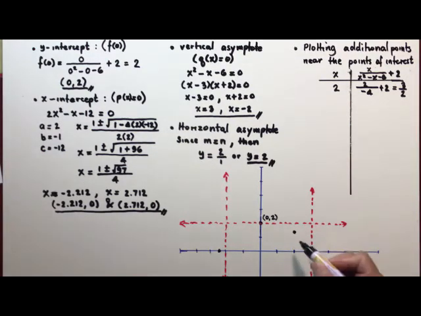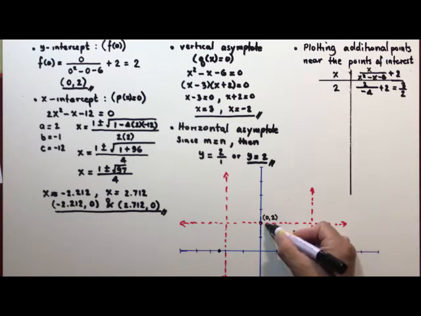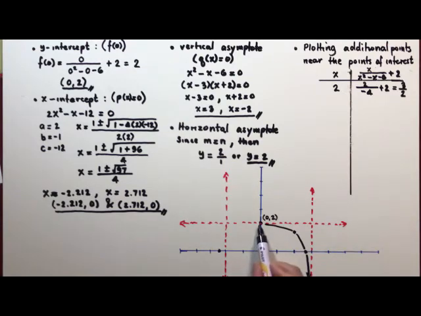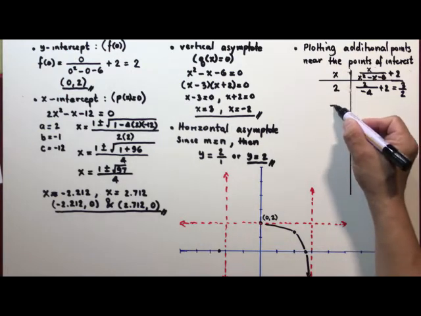Now, we can connect this one. We understand that this is moving downward here, and it connects here like that. But I'm not sure if it's going upward or going downward. So let's try when x is equal to negative 1.